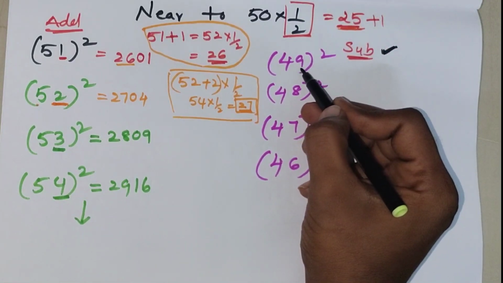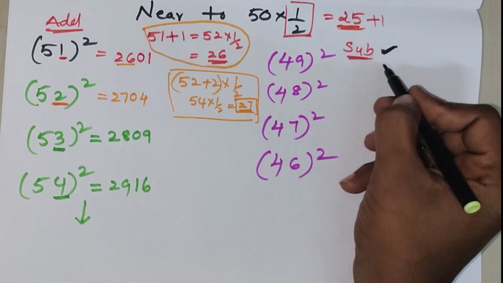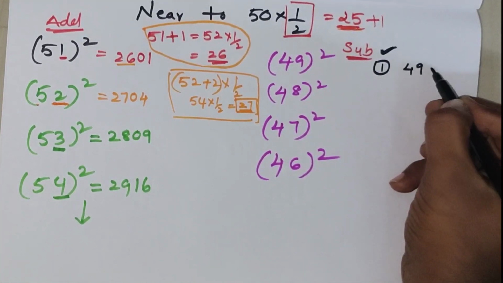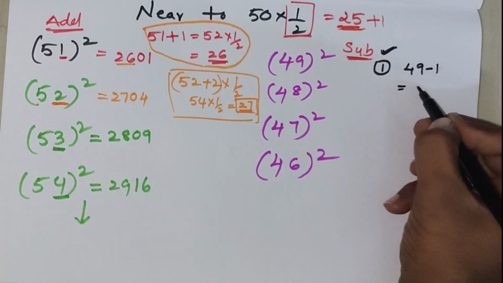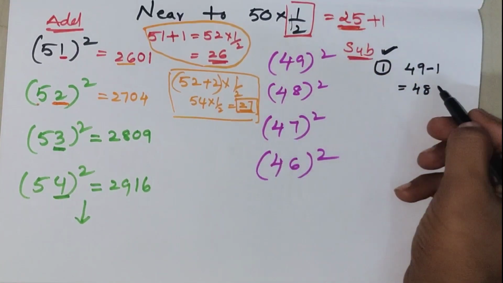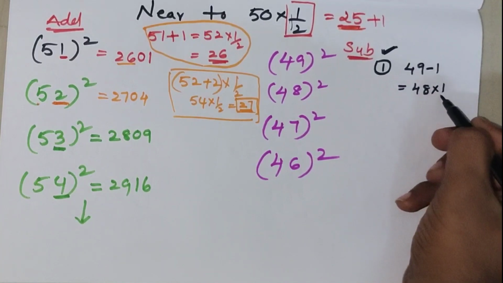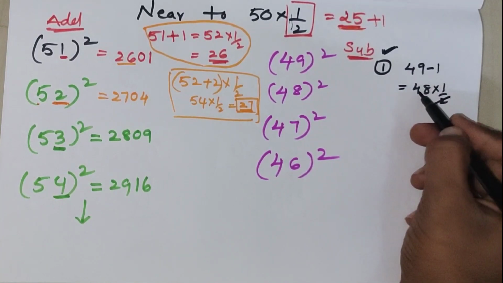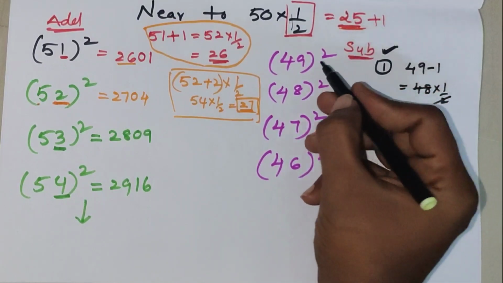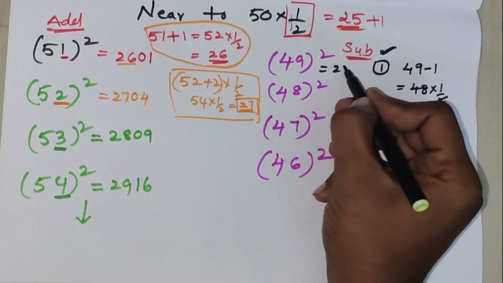How much less than 50? Here is 1 less than 50. That's why what I am going to do is 49 minus 1. It will become 48. Then I divide by 2, otherwise multiply by 1 by 2. How much will it cancel? It cancels to 24. Here we'll get 24. Then we will write 24.